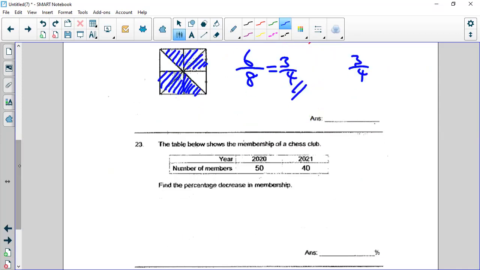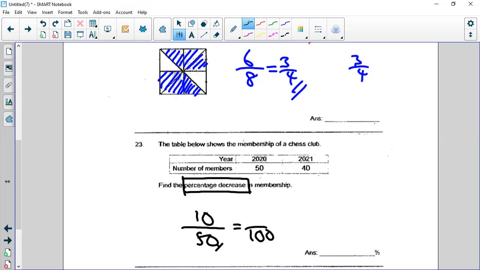Okay, let's go to number 23. This one, everybody must take note. Make sure you understand how to get percentage decrease. We have talked about this many times already. So you have to write your fraction. What's the decrease? From 50 become 40, there's a decrease of 10. And what's the denominator? The denominator is where you start from. What number do you start with before you decrease? You start with 50 first, right? And then make the denominator into 100. So you times 2, and then 10 times 2 will be 20 out of 100.